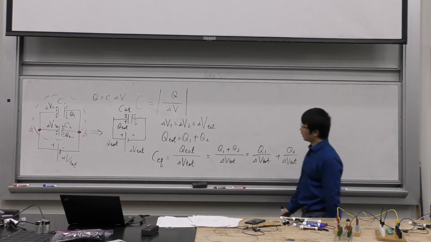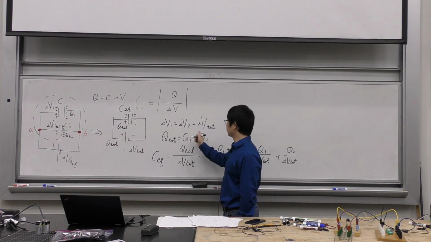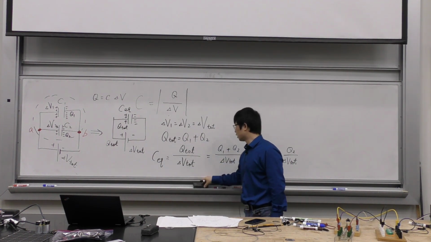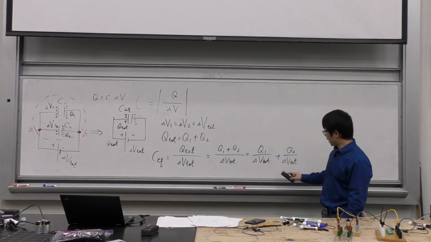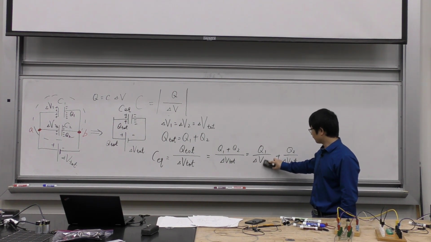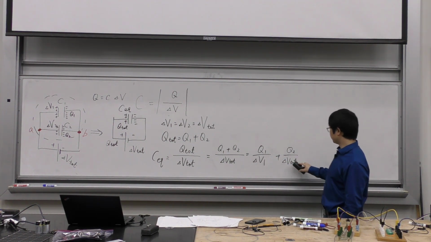And then don't forget I can make use of this relation, right? V total equals V1, V total equals V2. Okay, nice. I'm going to replace this with V1, and I'm going to replace this with V2, because they are equal. All these three V's are equal. Why do I do that?